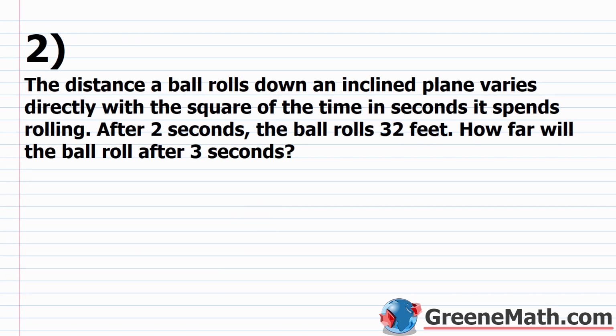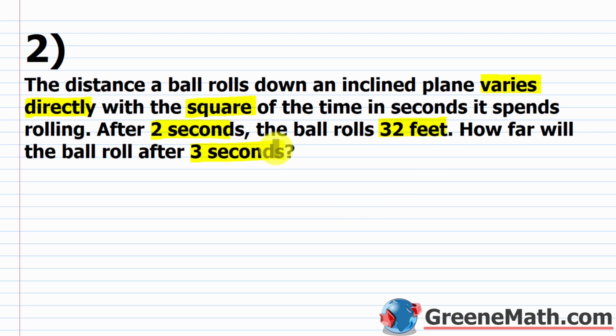All right, for problem 2. We are told that the distance a ball rolls down an inclined plane varies directly with the square of the time in seconds it spends rolling. So here's the initial information. After 2 seconds, the ball rolls 32 feet. Then we're asked, how far will the ball roll after 3 seconds?